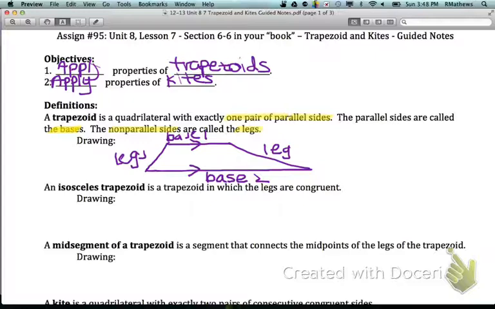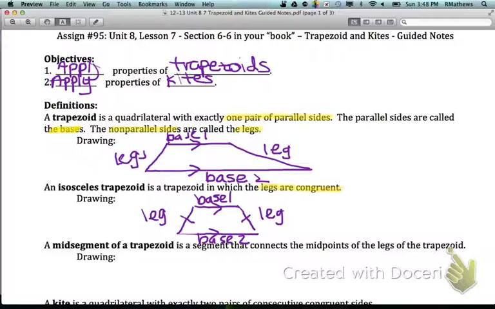Okay? Next, we have an isosceles trapezoid, which hopefully you remember is a very specific type of trapezoid. And what that means for an isosceles is the legs are congruent. So if we were to draw this one, it would look more like this. And hopefully you recognize the word isosceles from when we did our study on triangles. So again, we have base 1 and base 2, but now these legs are congruent. That terminology should be familiar. The difference obviously being that in a triangle we only have one base because there's only three sides.